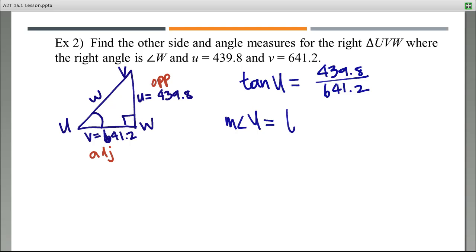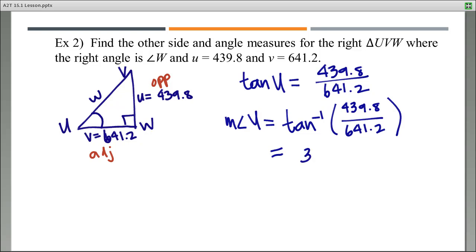All right, so now to find angle U, you're going to take the inverse tangent. So the measure of angle U will equal the inverse tangent of that fraction. So 439.8 over 641.2. And you're going to put that in your calculator. We're going to round to 2 decimal places. And that is going to give me that angle U is about 34.45 degrees.